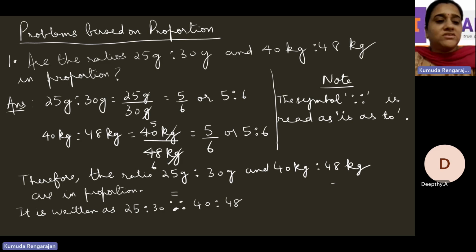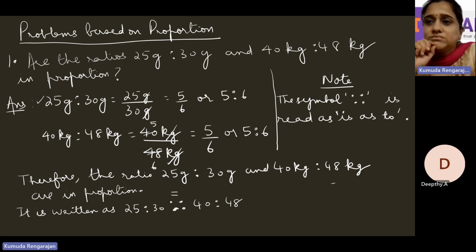Okay, in this question, are the ratios 25 grams is to 30 grams and 40 kgs is to 48 kgs in proportion? So how do we answer this question? First, find the ratios in the simplest form. Take the first ratio and write it in its simplest form. You know this, 5:6. Then take the next ratio, 40 kgs is to 48 kgs, simplest form, 5:6. If the simplest forms of the two ratios are the same, they are in proportion. If they are not the same, they are not in proportion.